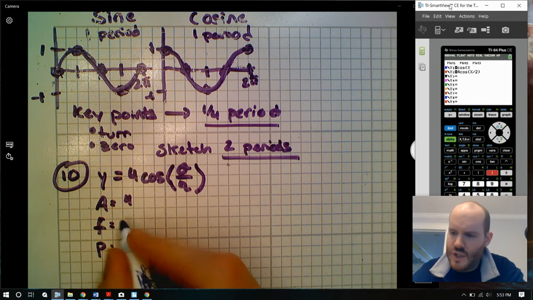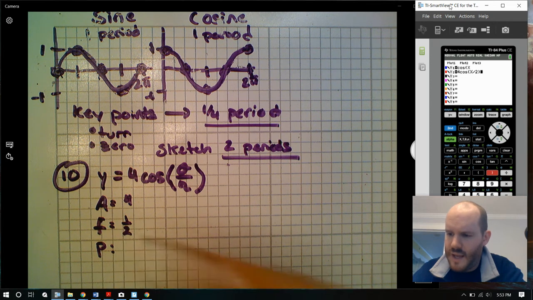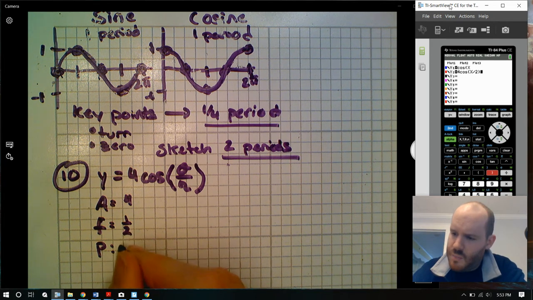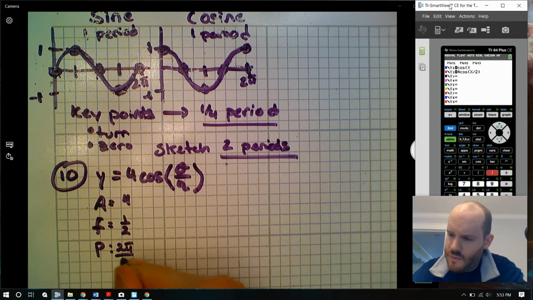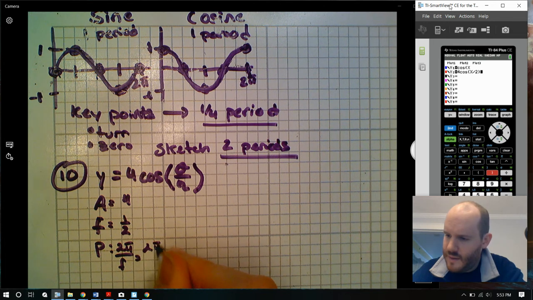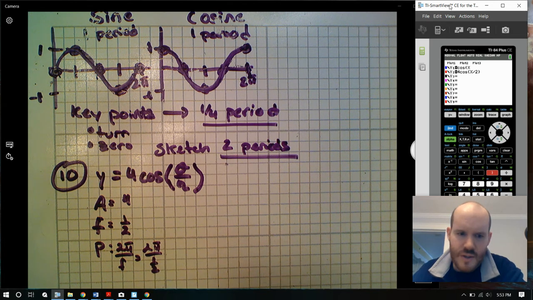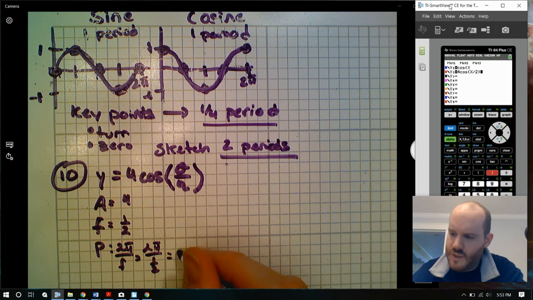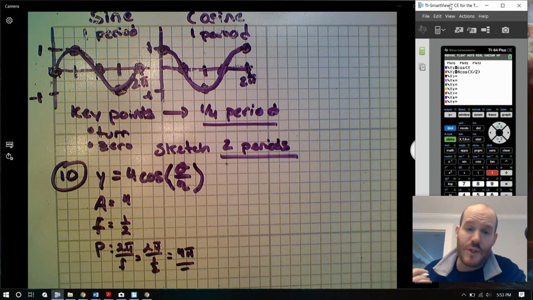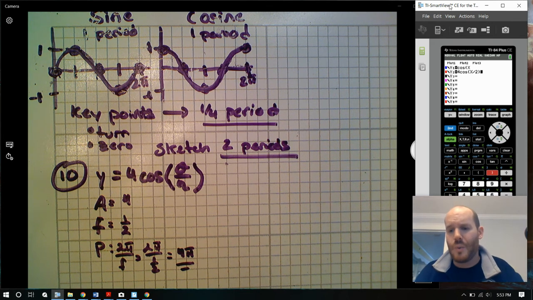Its frequency change, it has a frequency of 1/2, which means its period, which is 2 pi over the frequency, will be 2 pi over 1/2, which is a complex fraction, which when reduced will give you 4 pi. So its period is now much longer. I'd expect this graph to be stretched horizontally more than the cosine graph, and I would expect it to be 4 times as tall.